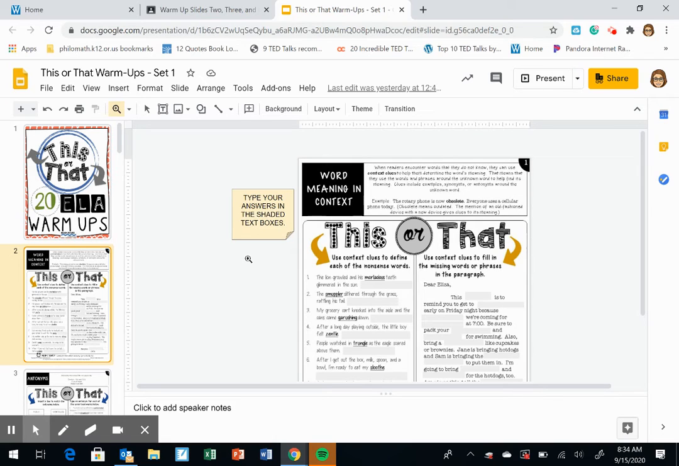It says when readers encounter words they do not know, they can use context clues to help them determine the word's meaning. That means that they use words and phrases around the unknown word to help them find its meaning. Clues include examples, synonyms, and antonyms. Where synonyms mean words that mean the same, antonyms mean words that mean opposite around the unknown word. Example, the rotary phone is now obsolete. Everyone uses a cellular phone today or cell phone today. So obsolete means outdated. The mention of an old-fashioned device with a new device gives a clue to its meaning. So even if you didn't know necessarily what the word obsolete meant, you might be able to figure it out just by the words around it. All right, so I'm going to go back to 100%.